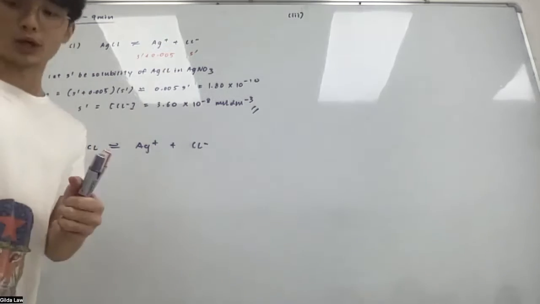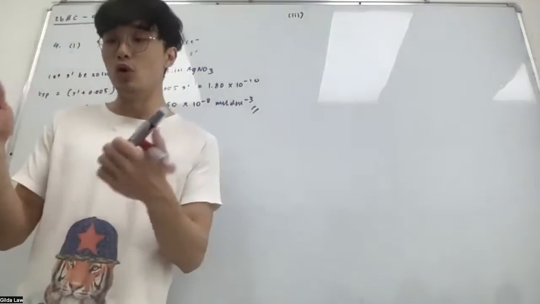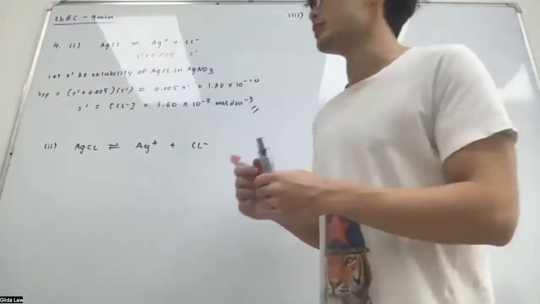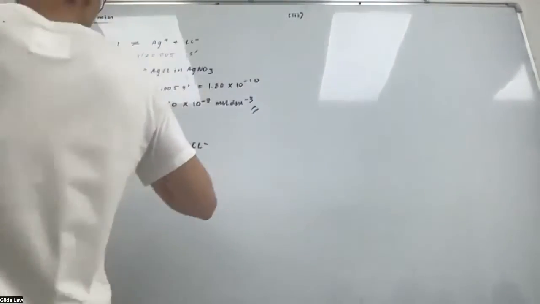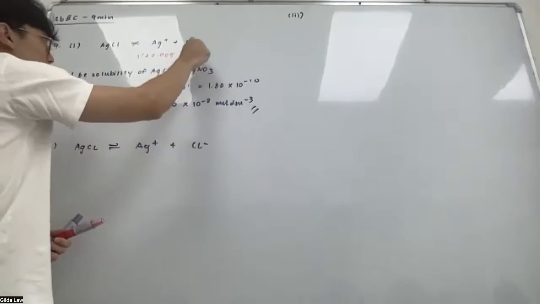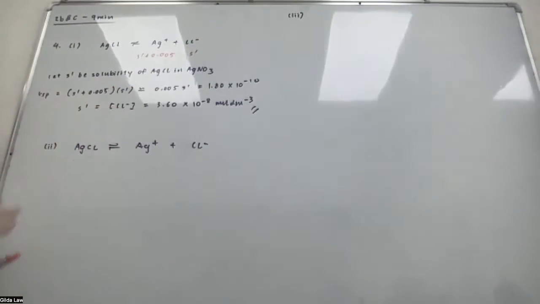Now take note: in this question, you must highlight the words "until no more AgCl dissolves". What does this imply? Saturated solution. So a saturated solution implies that the concentration of Cl minus is the same as its solubility. That's why S prime and Cl minus are the same. You can see that? Again, that's how I get my answer.